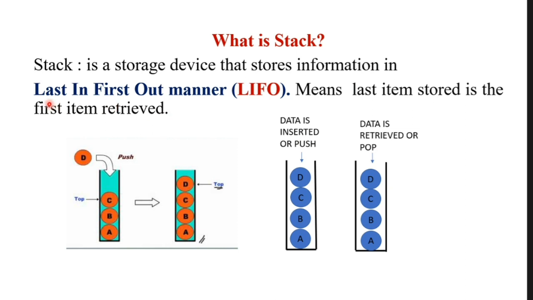According to the definition, it is last in first out type of memory. Means the data which is stored last will be available first to retrieve. So when I say pop, D will be popped. Second time if I say pop, C will be popped. So this is how your stack is organized in last in first out manner.